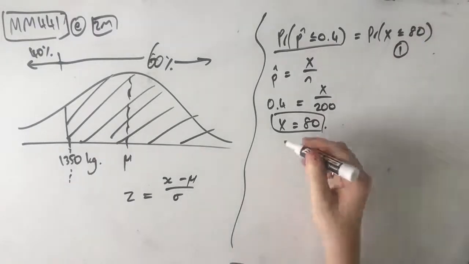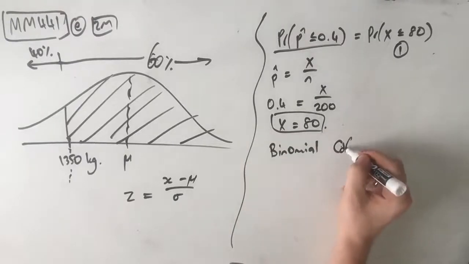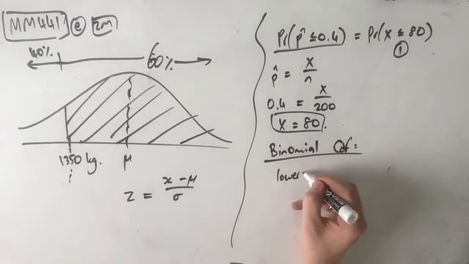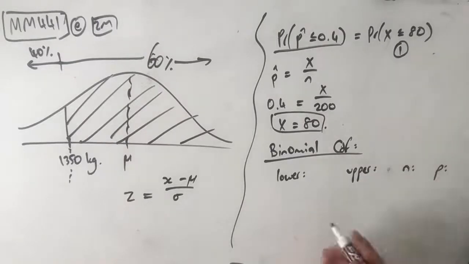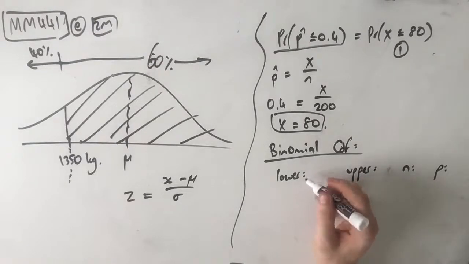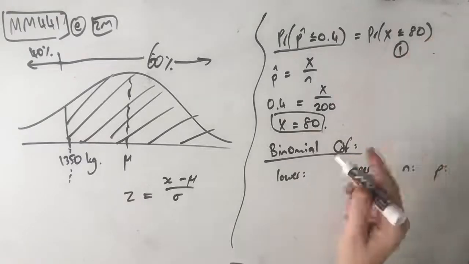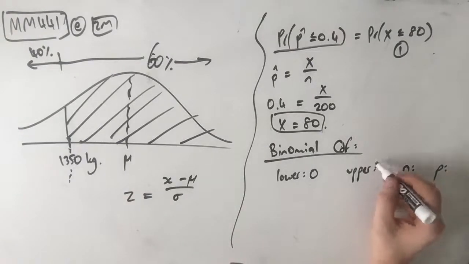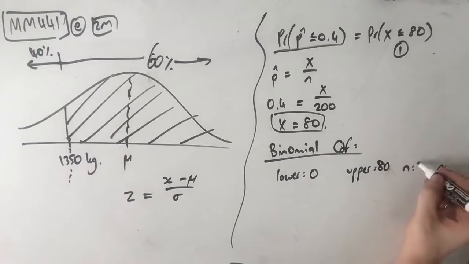Now, from here, we can simply use our binomial CDF in our CAS. And that'll ask us for 4 things. It'll ask us for a lower, an upper, n, and p, okay? Now, lower is our lower bound for this probability. Now, we're talking about everything less than 80, which means that our lower is going to be 0, okay? Because we can't go lower than 0, so our lower is 0. Upper is 80, because we include 80. N is our number of trials, which is 200, right? There's 200 cars in this sample.